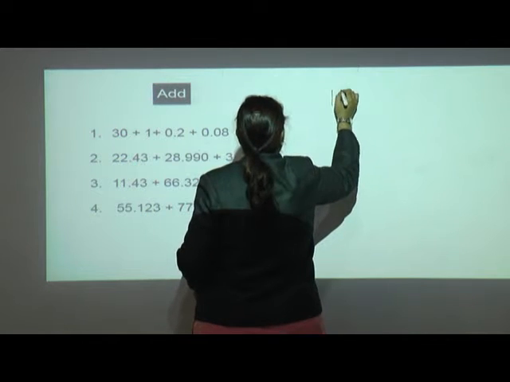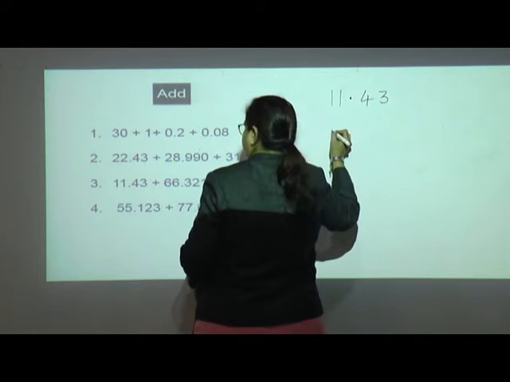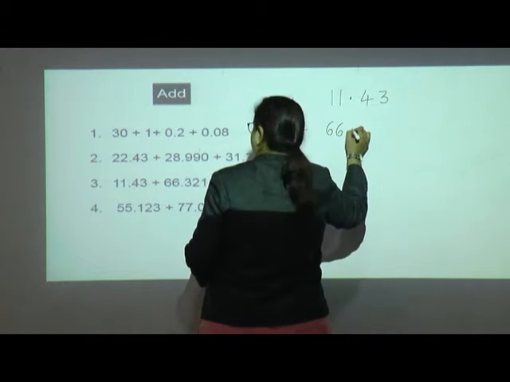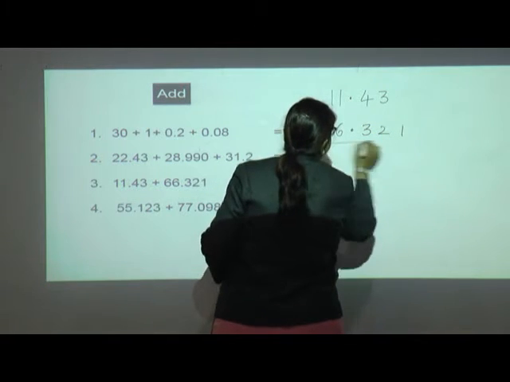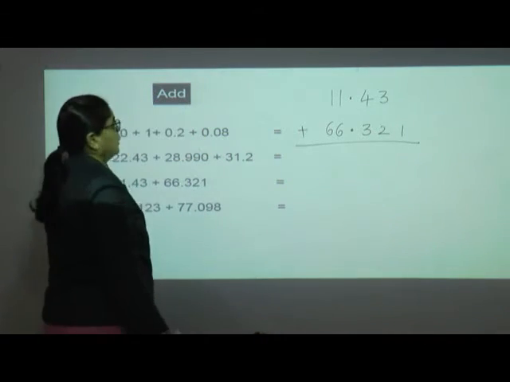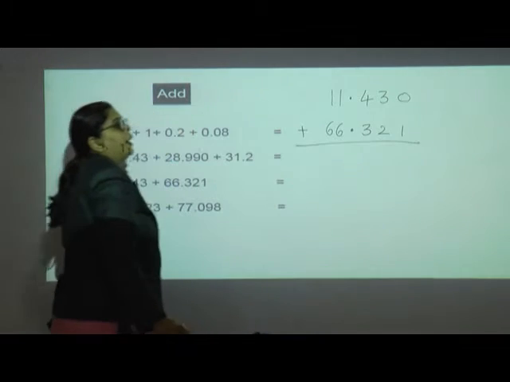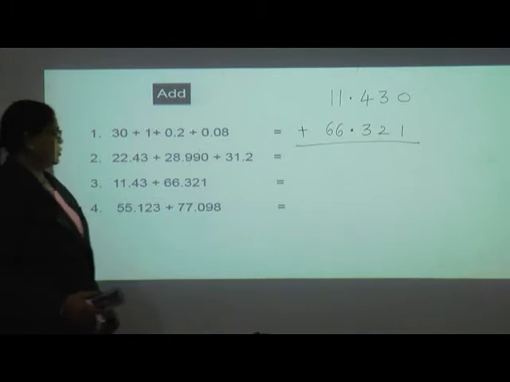The third example is given as 11.43 plus 66.321. Here you can do the addition. Already you know, if you don't have any digit, you can put a 0 and you can make it like fractions and do the addition.